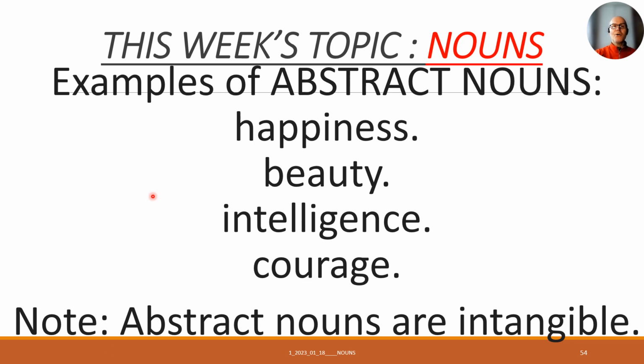Some examples of abstract nouns: happiness, beauty, intelligence, courage. Abstract nouns are intangible. They cannot be experienced by at least one of the senses.